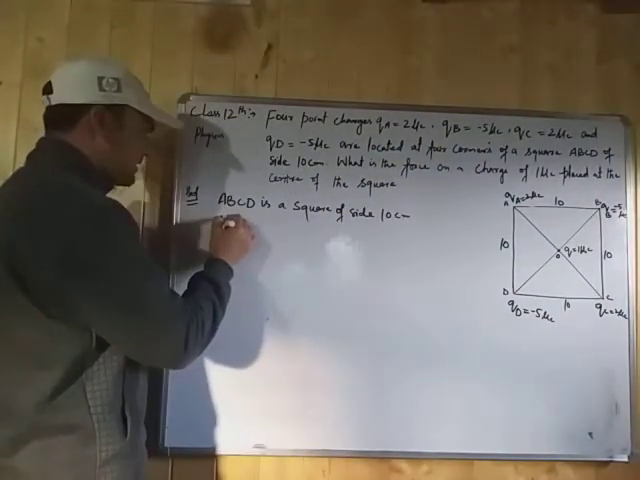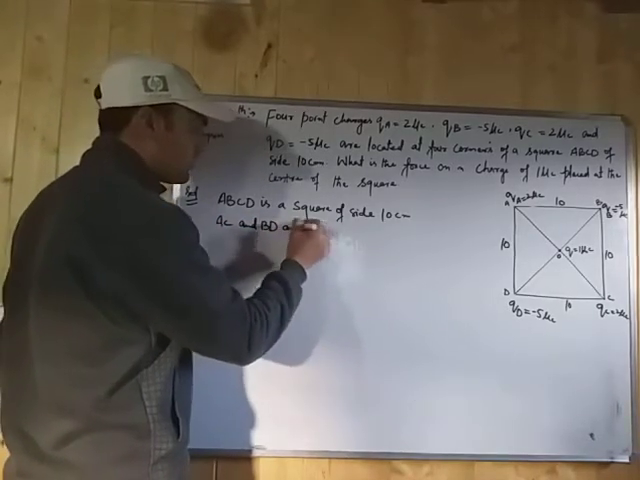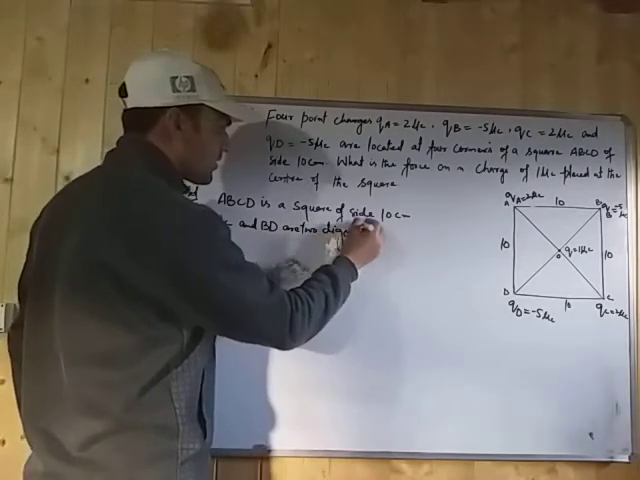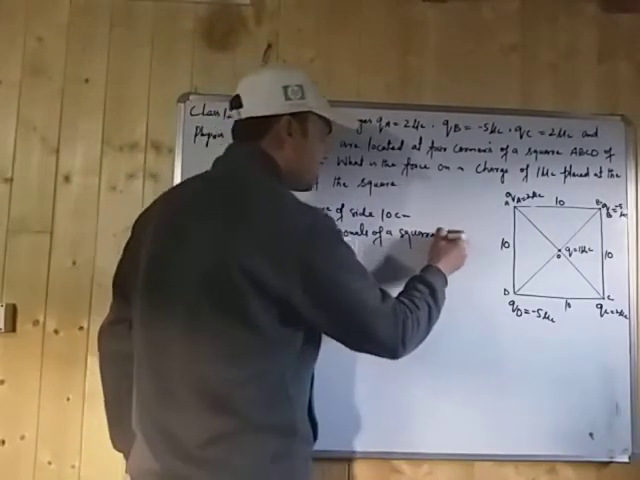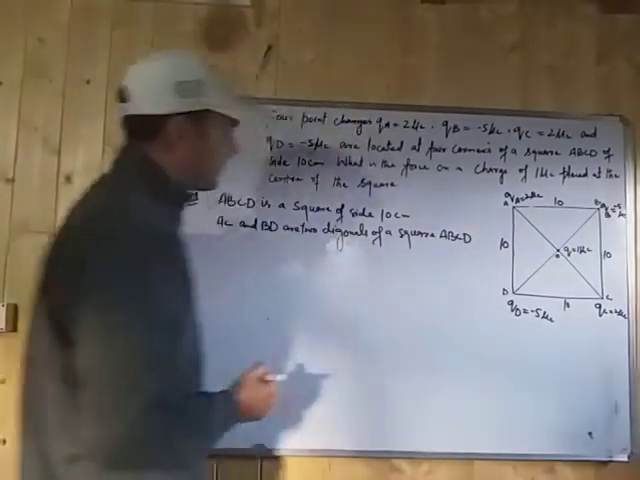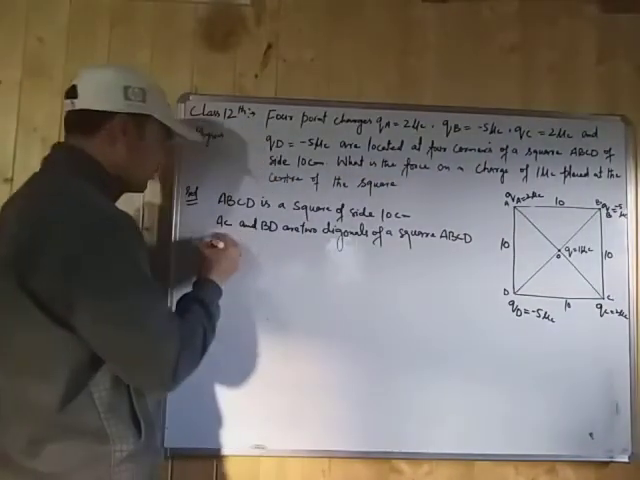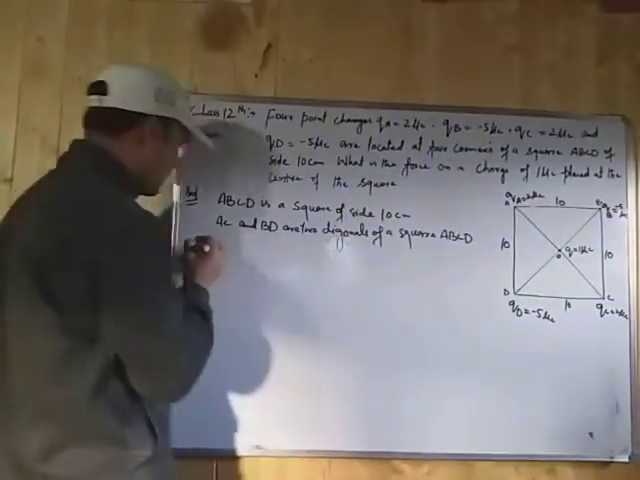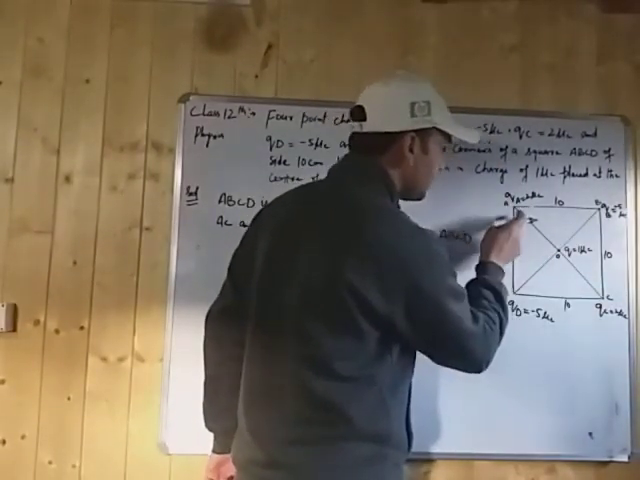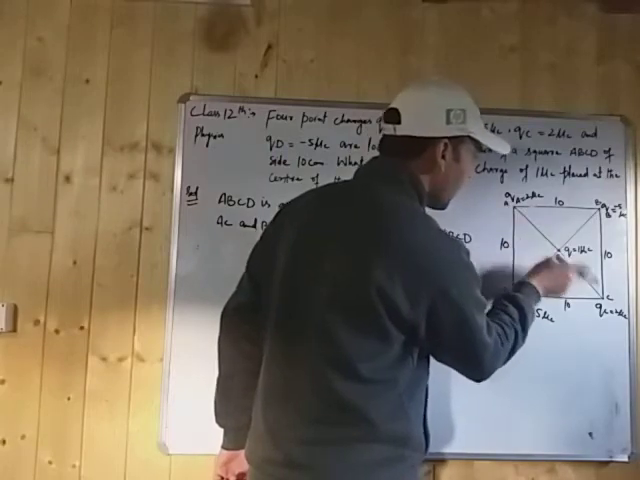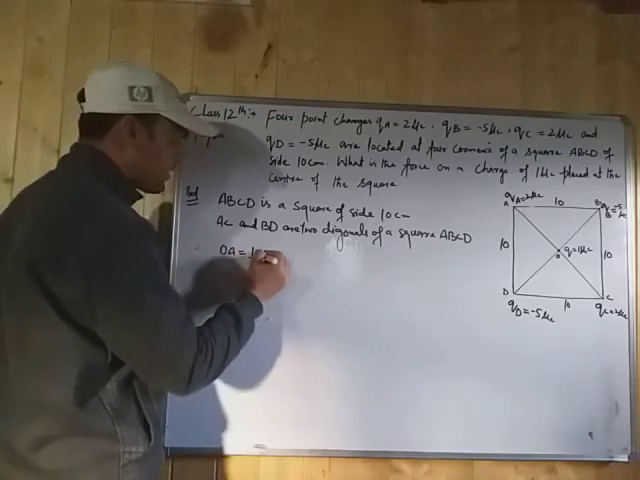We'll write here AC and BD are two diagonals of a square ABCD. So these are the two diagonals of a square. First of all, we'll take this diagonal AC. If AC is the diagonal, then we can write OA is equal to half of AC. You can write here OA is equal to 1 divided by 2 AC.